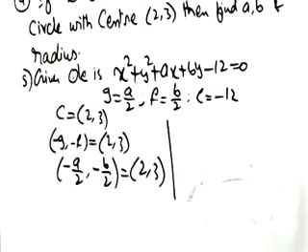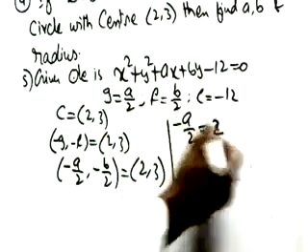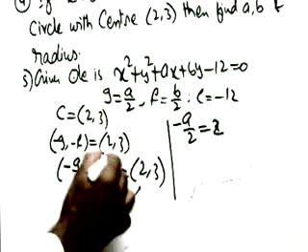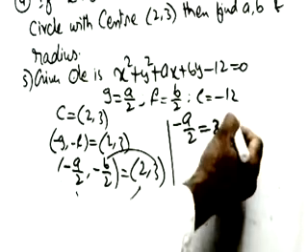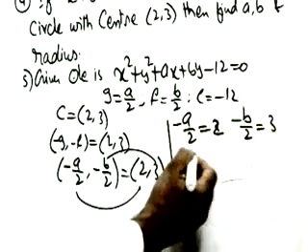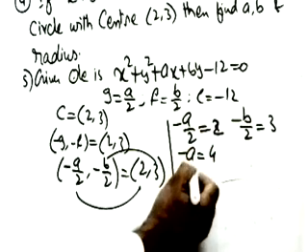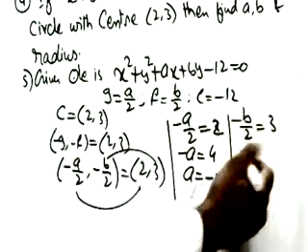Now separate this. What will happen? Minus a by 2 equals 2, and in the same way, minus b by 2 equals 3. Bring this to here: minus a equals 4. Bring this minus here: a equals minus 4.